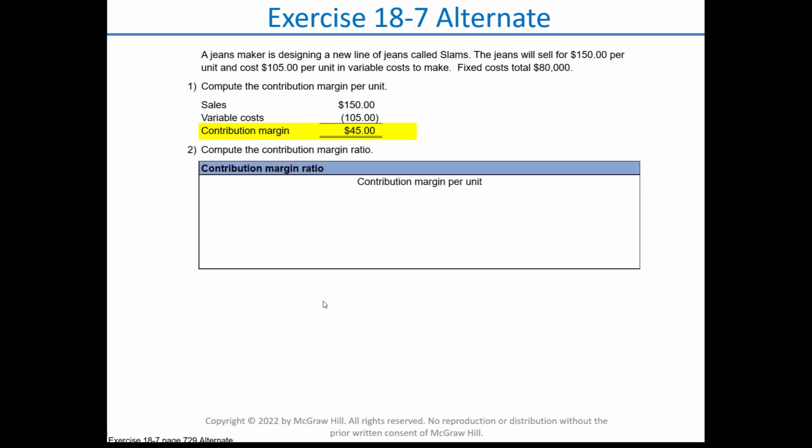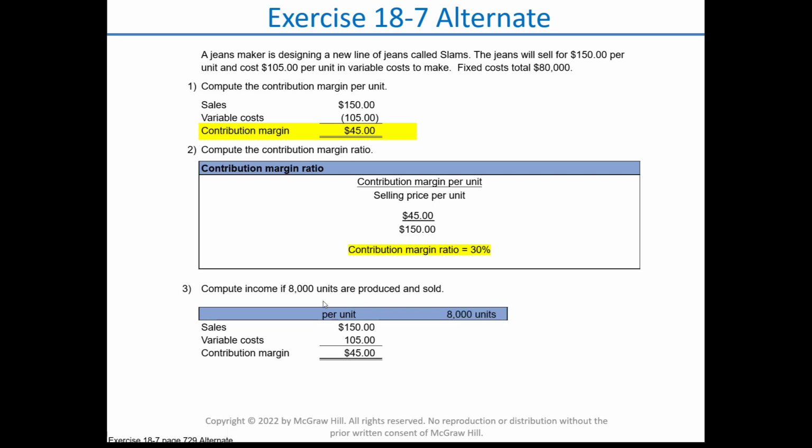Now we want to look at this in terms of a ratio. To get the ratio, we take the contribution margin and divide by the selling price. So here it's 45 divided by 150, so their contribution margin ratio is 30%. That means for every sale they make, their costs are 70% and their contribution margin is 30%.